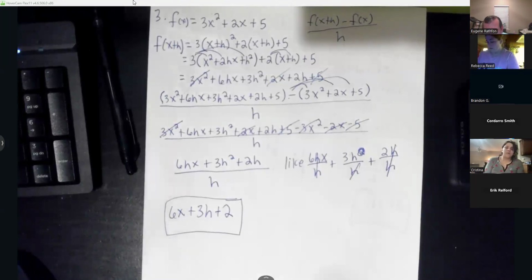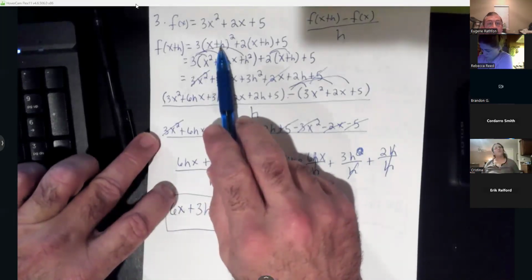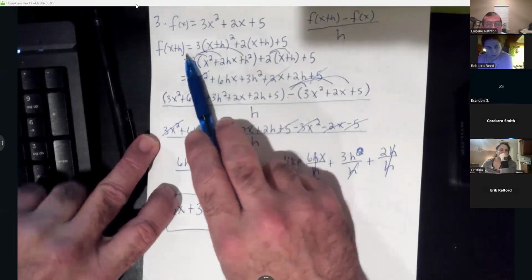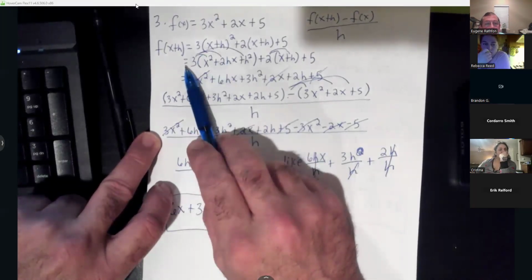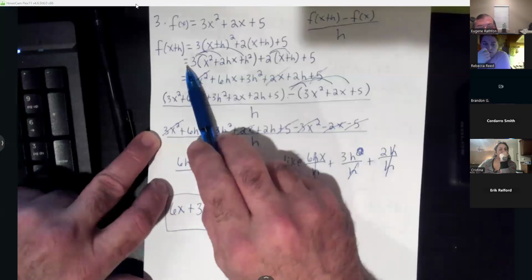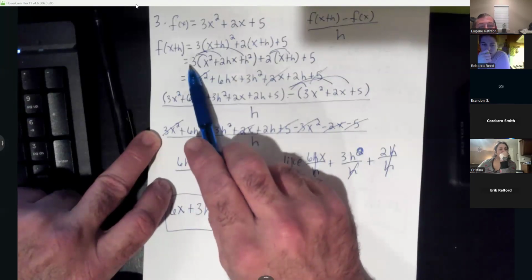Hey, Mr. Rathfun. Yeah, I hear you. So in the beginning, whenever you put where it says f and then x plus h on that second equal sign, did you put that three there and that two there because they were the only two numbers, and then so you have to distribute them, the only whole numbers, or with the x's?